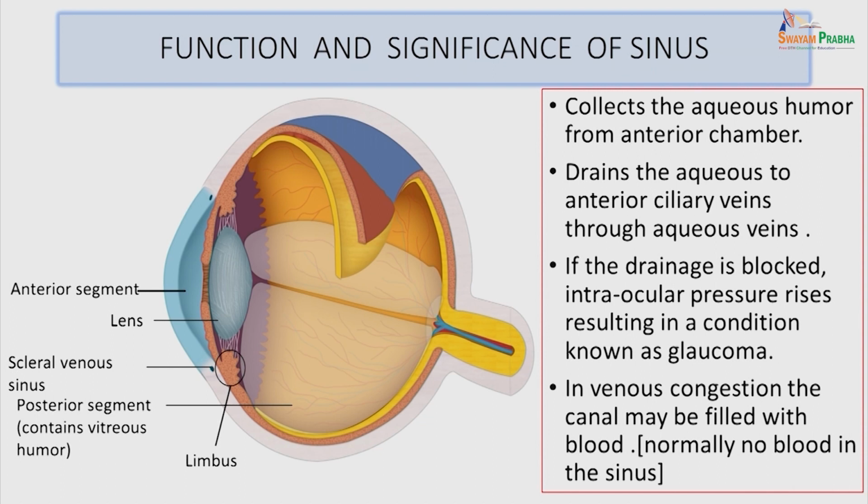The sinus collects the aqueous humor from the anterior chamber and drains the aqueous to the anterior ciliary veins through the aqueous veins. If the drainage is blocked, intraocular pressure rises, resulting in a condition known as glaucoma. In venous congestion, the canal may be filled with blood. Normally, there is no blood in the sinus. This is the position of the sinus venosus sclerae, and here is the cornea and here is the sclera. This is the sclerocorneal junction or limbus.